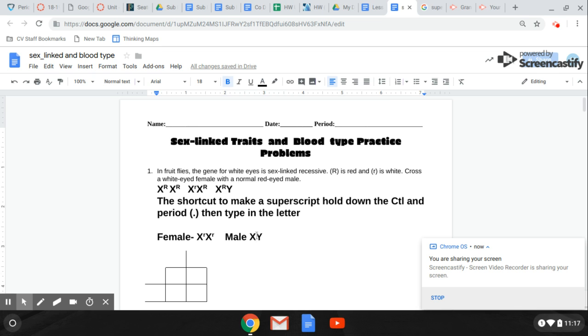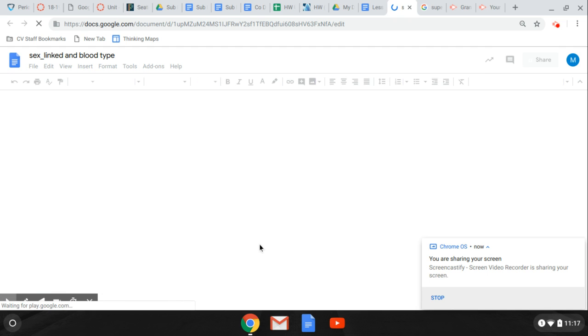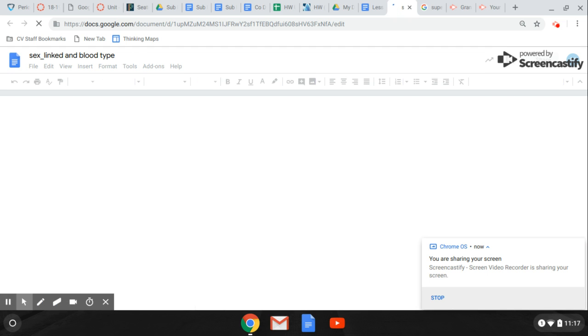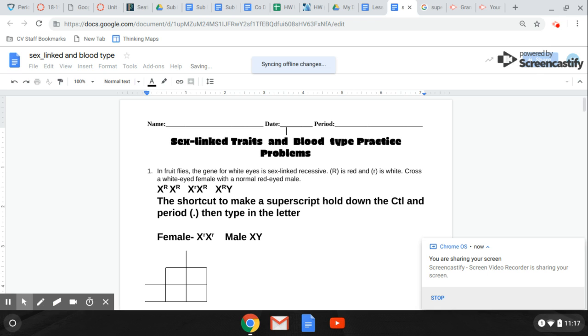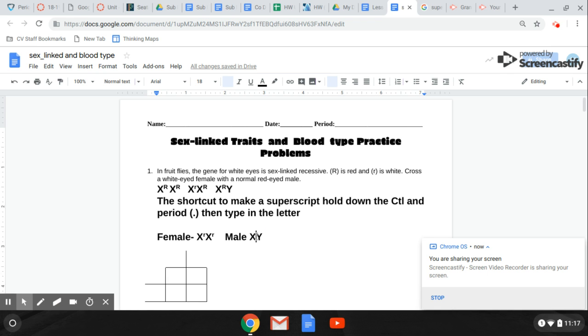My next one is for my male. My male has normal red eyes. So since my male has red eyes, I'm going to type in a capital R. So I'm going to go Control period and then type in a capital R. Give it one second, I'm sorry, guys. So we're going to go Control period, and then type in a capital R. Control period. Type in that capital R there.